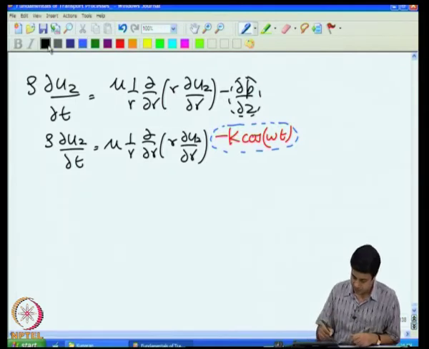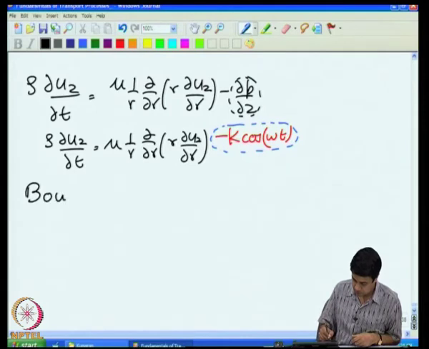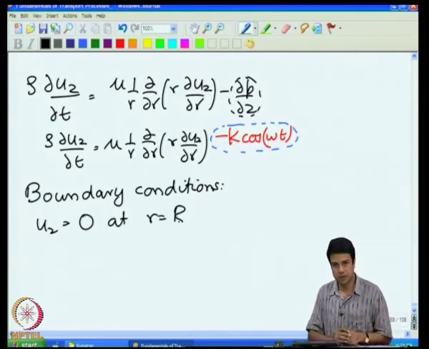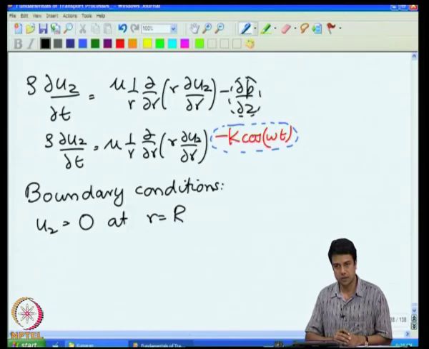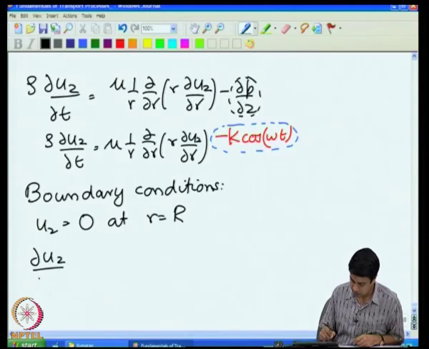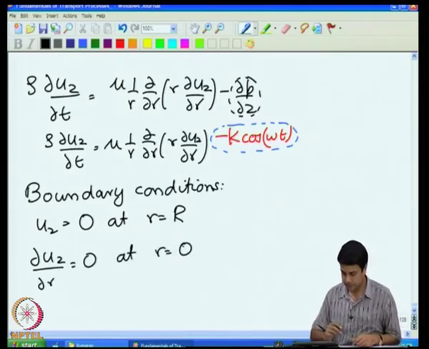Boundary conditions. uz is of course equal to 0 at r is equal to capital R. At the wall of the pipe itself, the velocity has to decrease to 0. And then I have my symmetry boundary condition, duz by dr is equal to 0 at r is equal to 0.